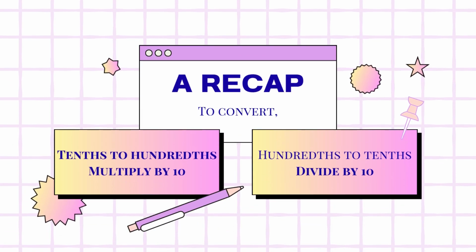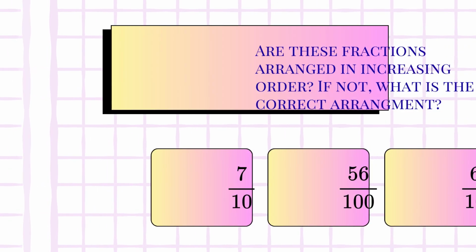Here's a helpful way to remember the conversion rules. To convert from tenths to hundredths, multiply by 10. To convert from hundredths to tenths, divide by 10. This makes sense when you think about it because hundredths are smaller units than tenths, so you need more of them to represent the same amount.